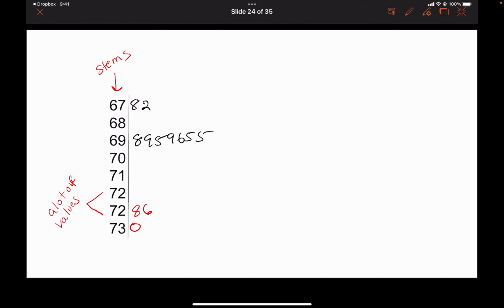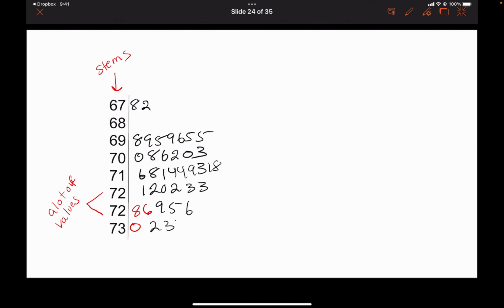8959655. So this is still disorganized. This is still practically just raw data. This is not the final product. This is just me writing down all of the values, and I'm going to organize them in a second. 86956233685. Okay, so this is still disorganized. This should be a 1, not a 5.